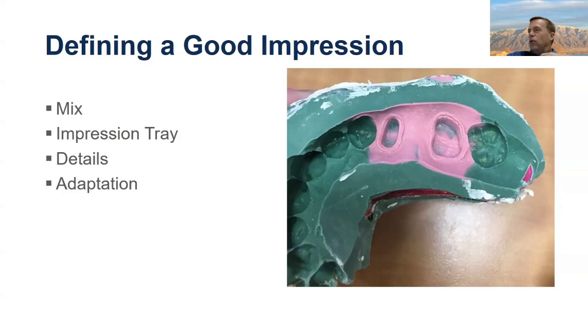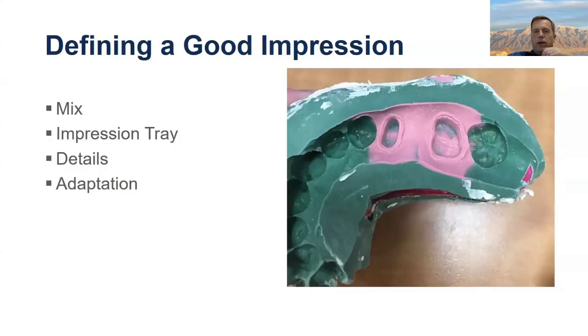We want to look at details. So one of the things that's a telltale that we've got a problem is when we don't see just a little texture in there. If you see an area that looks smooth, be a little bit suspicious. That could well be not adapted properly and therefore not dimensionally accurate.